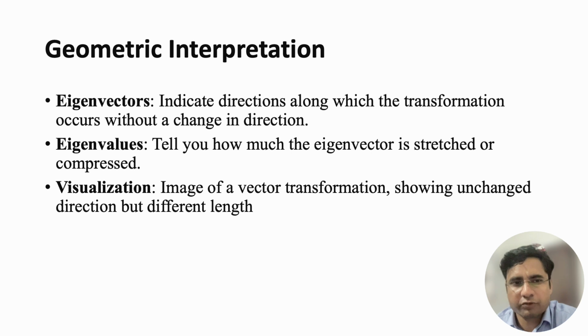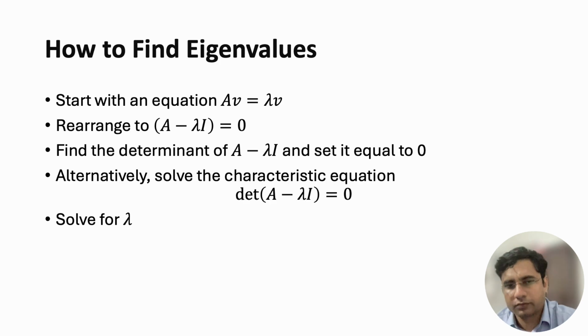So to start with, visually imagine a vector undergoing a transformation. In most cases, the vector changes both its direction and length. But for an eigenvector, only the length changes. It either stretches or shrinks. But the eigenvalue tells us by how much. This makes eigenvectors incredibly useful for simplifying complex transformations.